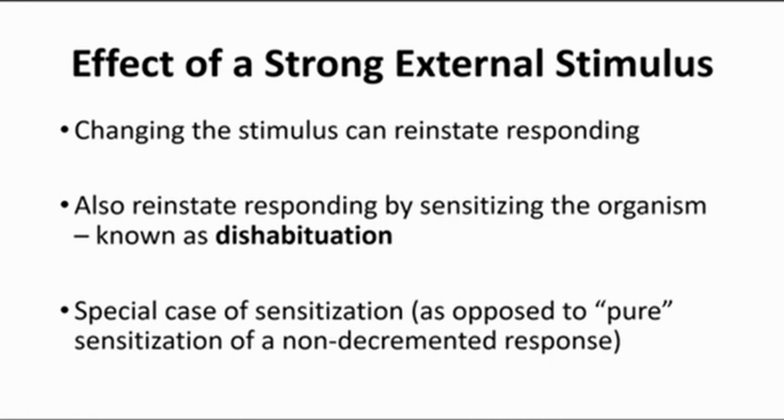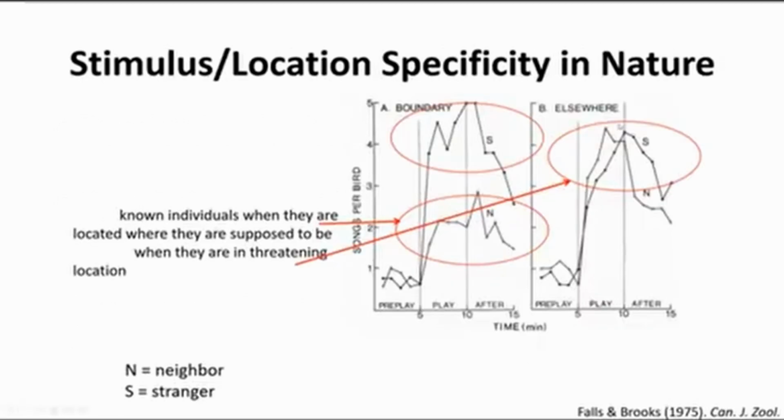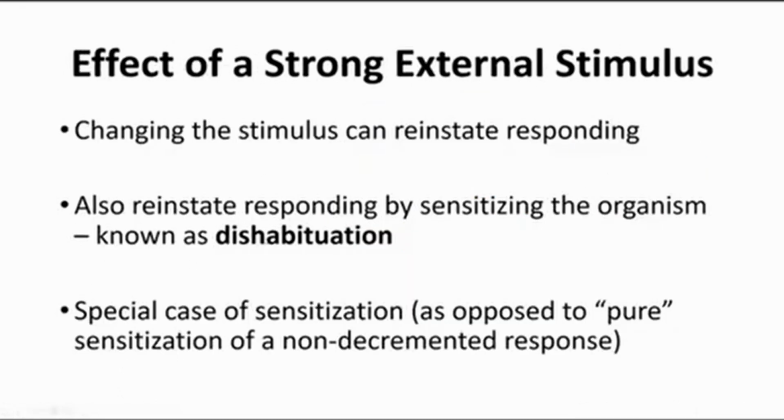So our bird example shows that changing the nature, or in that case, the location, of our eliciting stimulus can produce a recovery of a habituated response. They returned to high levels of responding to their known neighbors as soon as the location changed, as soon as it was deemed a threat. So changing the nature of that stimulus can reinstate responding that had been previously habituated.